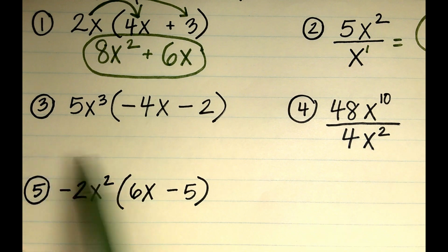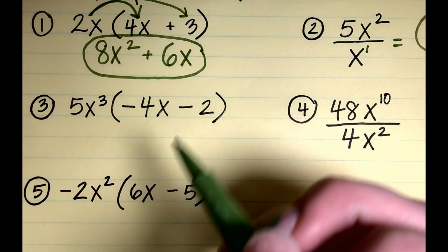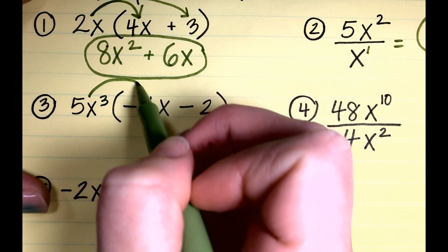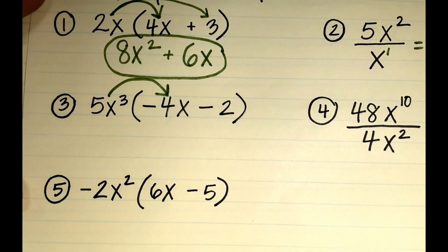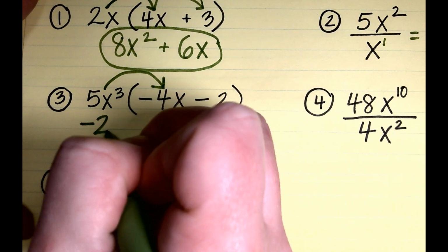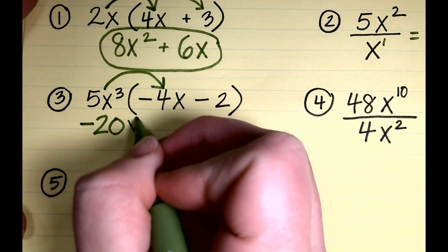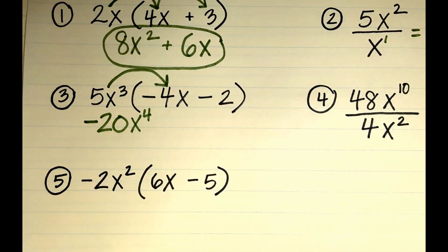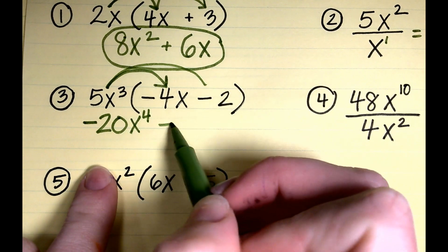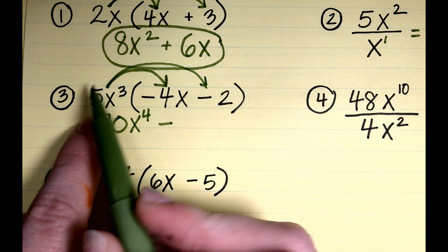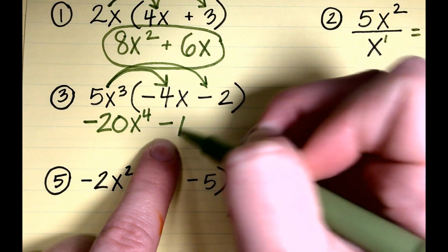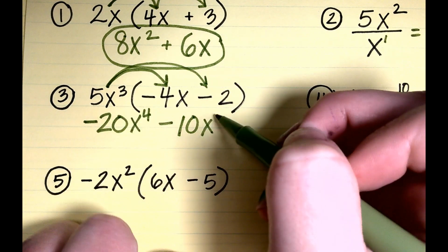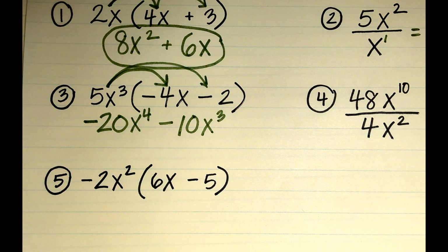What operation will I use here? Yes, multiplication and distribution. So let's start here. 5x to the third power times negative 4x. Good. Negative 20x. 3 and 1 is 4. Perfect. Negative 20x to the fourth power. What do I do next? Okay, so positive 5 times negative 2 will give me a negative 10. Good. Negative 10x cubed, or to the third power. Okay.